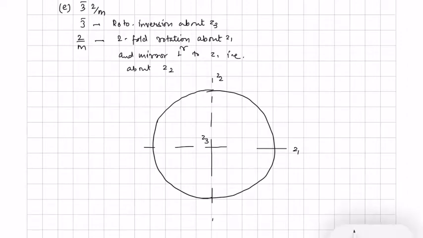Okay, so now let us make one threefold rotation first. This is here, and threefold with an inversion. So it is represented somewhat differently, like this. With a hollow circle in the center, a threefold rotation, then a twofold rotation about Z1 and a mirror about Z2.